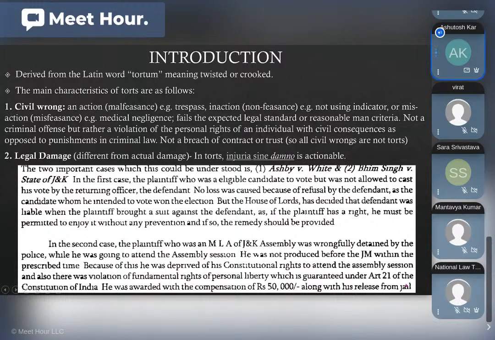So I hope you understood what legal damage means and how it is different from an actual damage. Maybe no damage occurred here in the case of the election, but since the rights were violated, you can say that there has been some kind of an injury, and that is what matters in the case of torts. So does anyone have any doubt with respect to this slide till now?